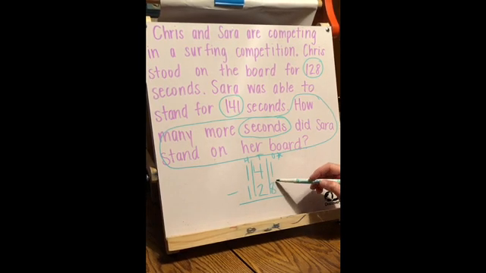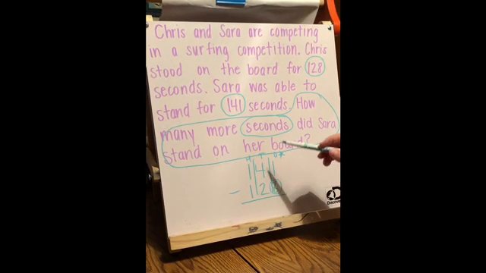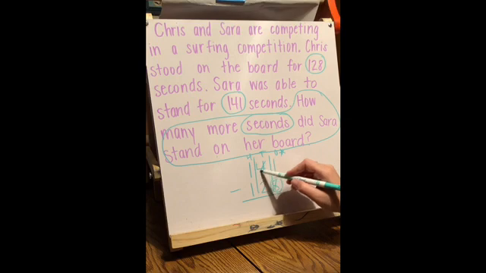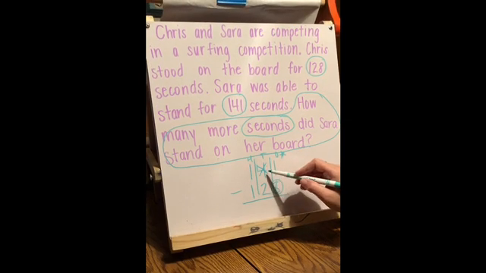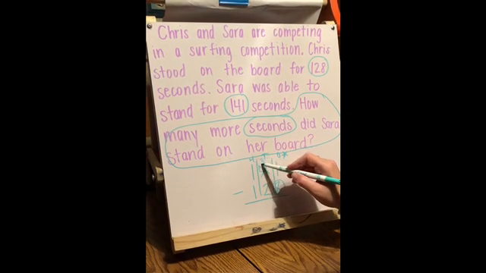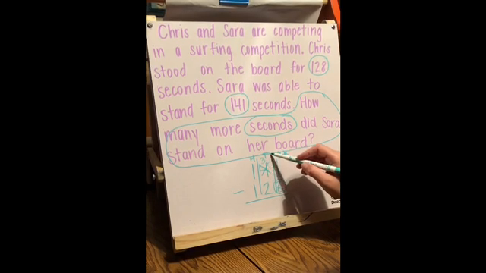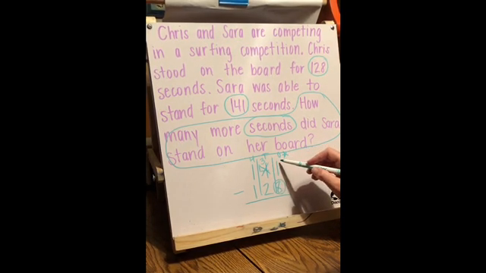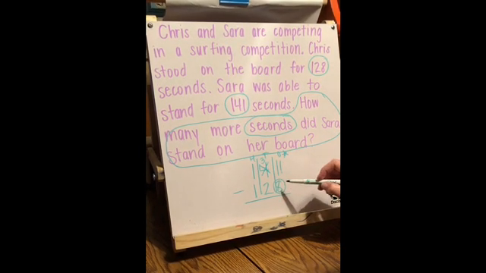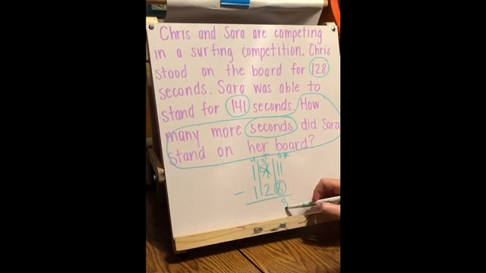1 minus 8, 8 is on the bottom, so big bottom, regroup, come over to the tens column. We had 4 tens, now we only have 3 tens. We're going to take that 10, we're going to break it into 10 little ones. We had 1 little one, so now we have 11. 11 minus 8 is 3.